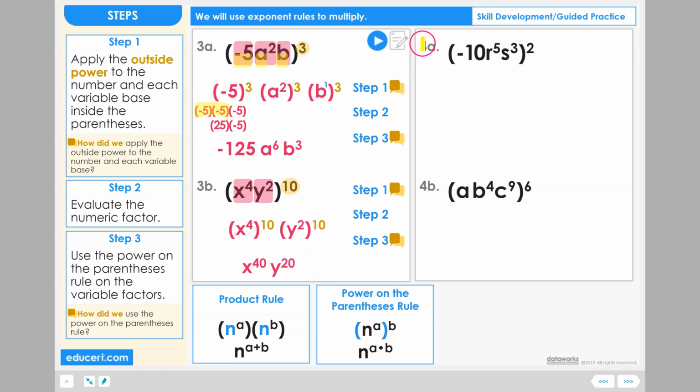You are now ready to use the exponent rules to multiply for problem 4a and 4b.